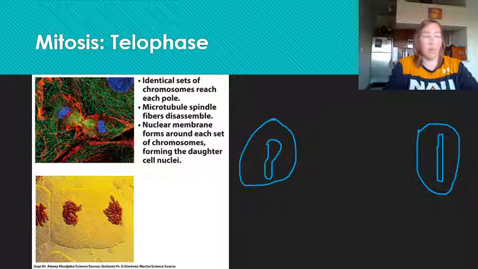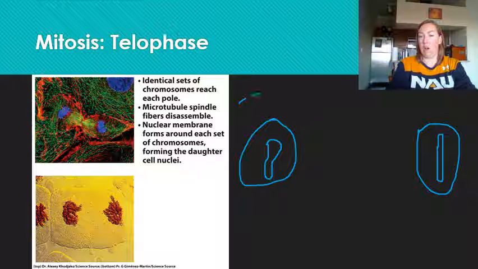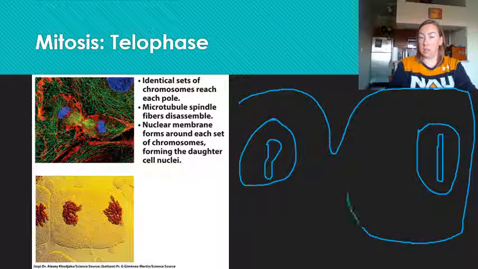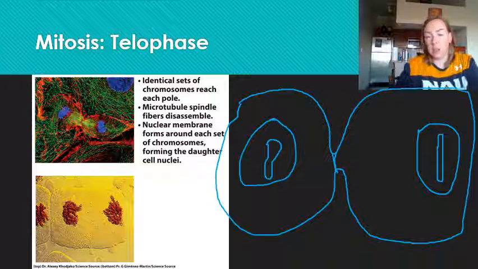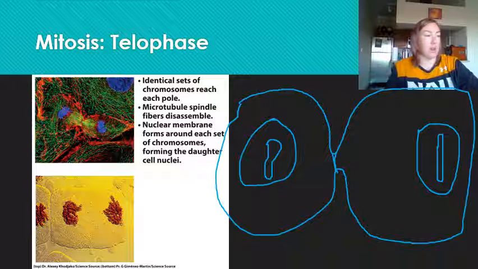Some texts will include and some will exclude cytokinesis, which is when the cell membrane out here begins to pinch in and it separates the cytosol and the organelles within that. So you're going to end up very quickly, these are going to pinch together like 2 balloons or something, and you're going to end up with 2 daughter cells. That's cytokinesis. I like to talk about it with telophase because it makes more sense to me.